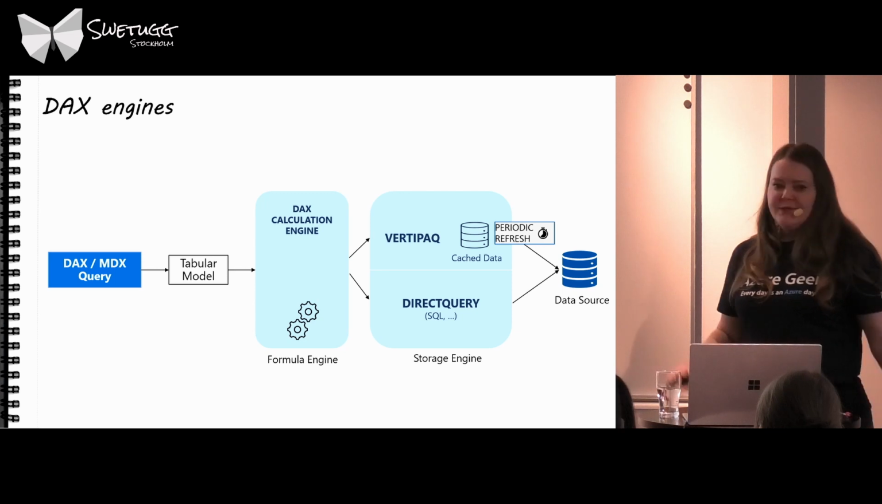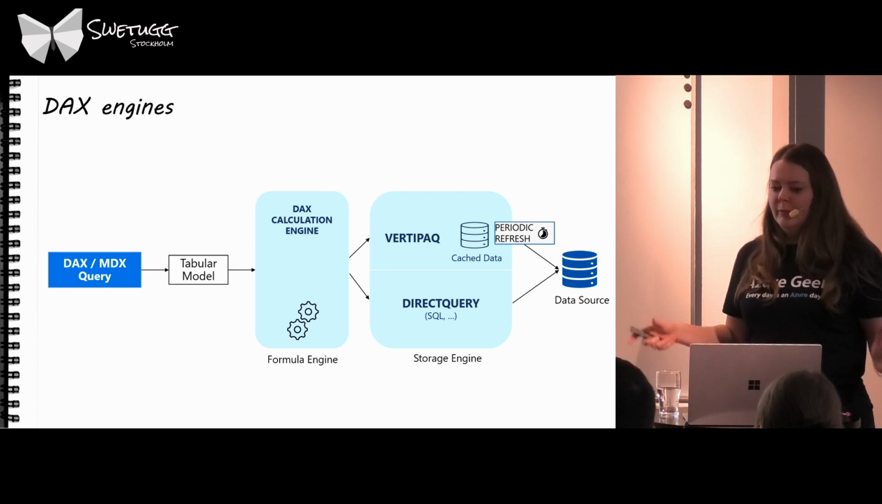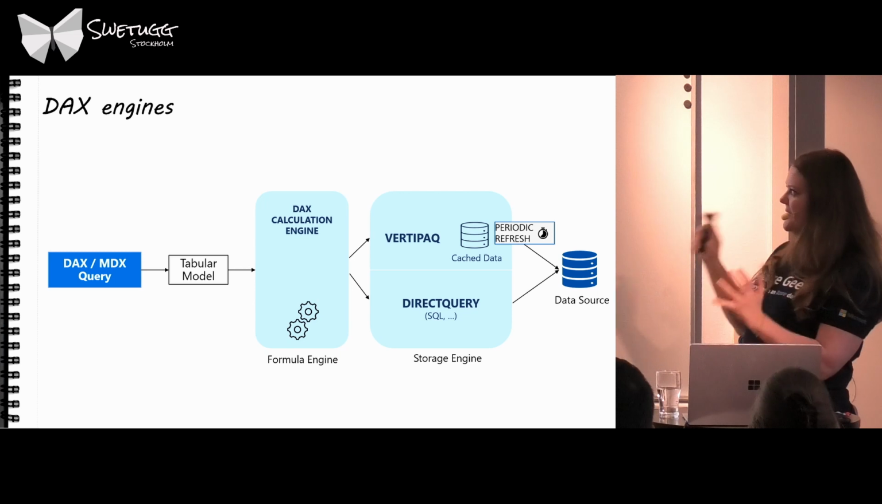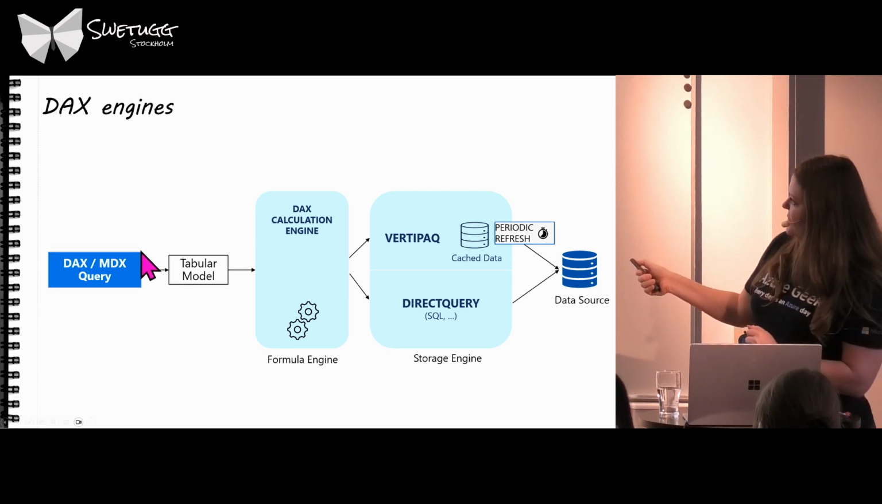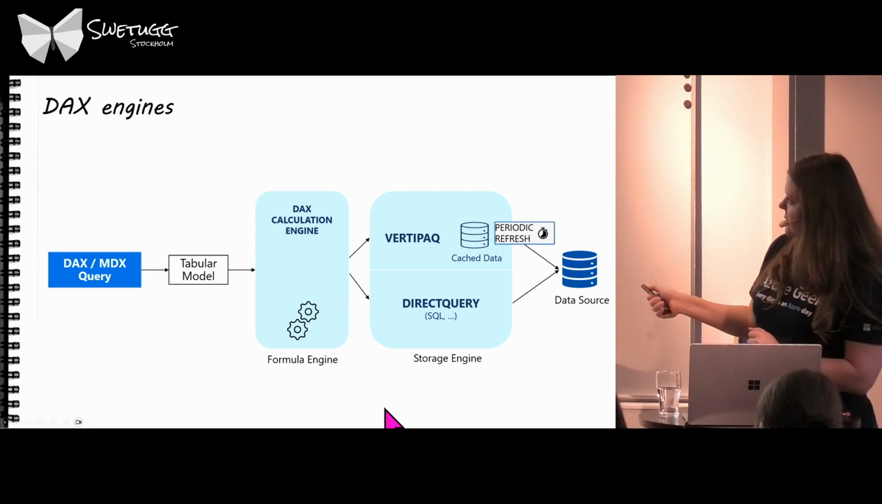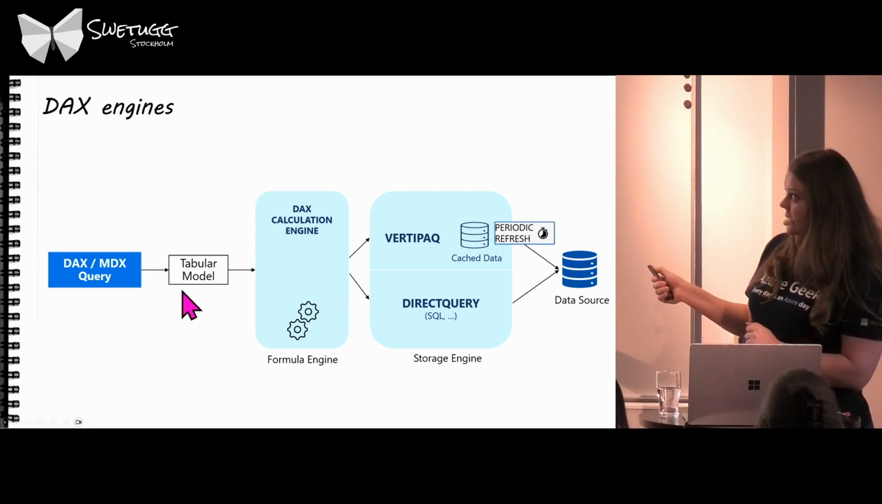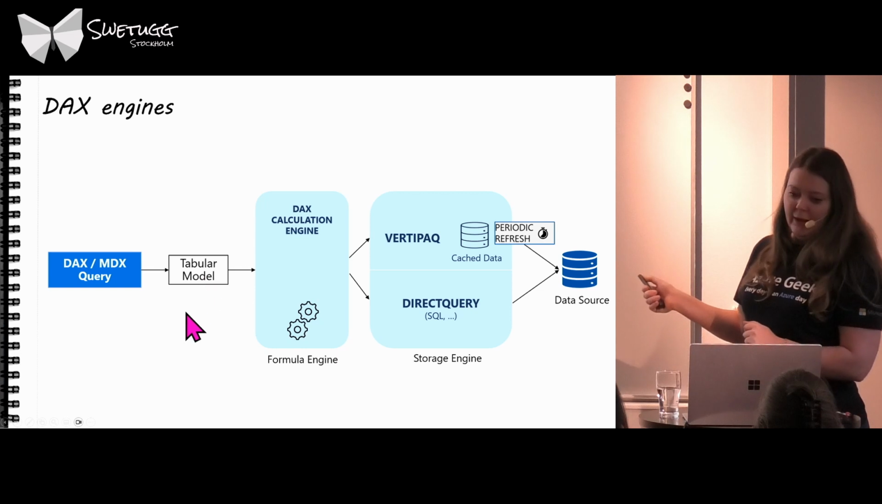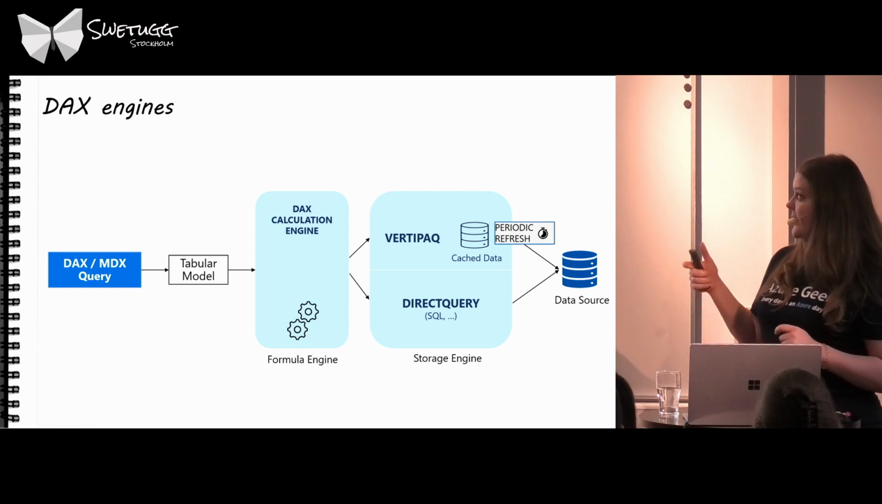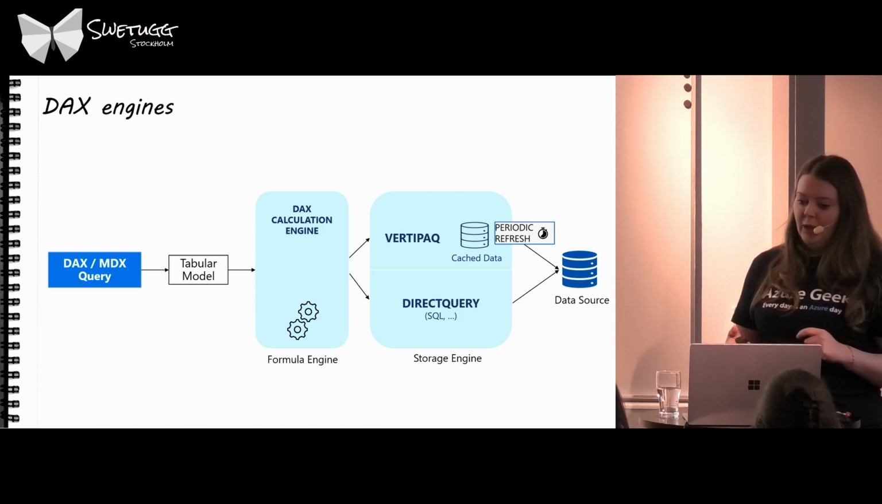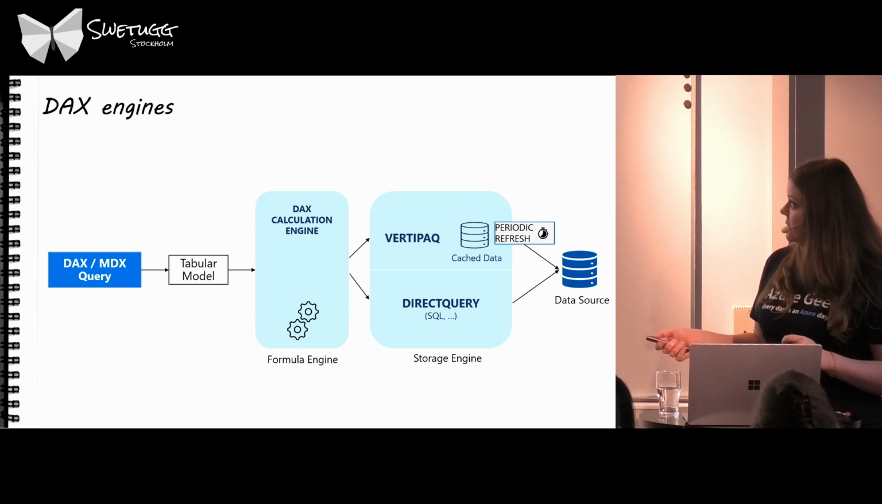When Power BI receives a DAX query, it sends this query to the Analysis Services engine, which has your tabular model, and then it generates and executes a query plan. The query plan is executed by two engines. We have the formula engine, this one, the calculation engine, and then we have the storage engine.